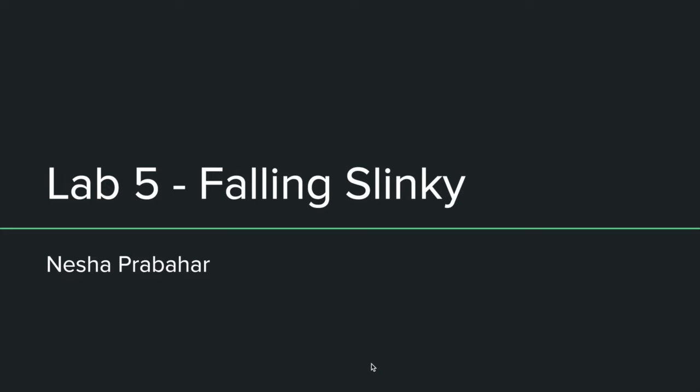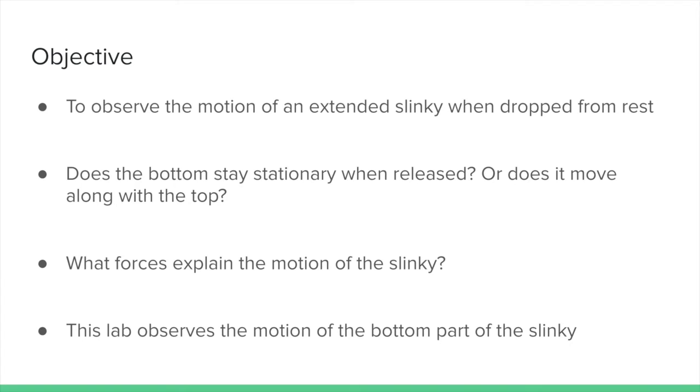This is lab 5, where I've chosen to observe the motion of a falling slinky. To be specific, the objective of this lab is to observe the motion of an extended slinky when it is dropped from rest and the bottom part of the slinky is hanging in the air. So the question is, does the bottom part of the slinky stay stationary when the top of it is released, or does it move along with the top of the slinky and hit the ground first?